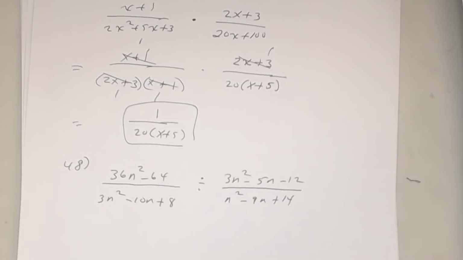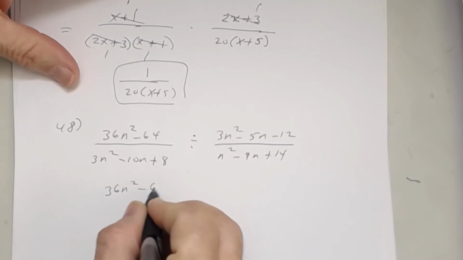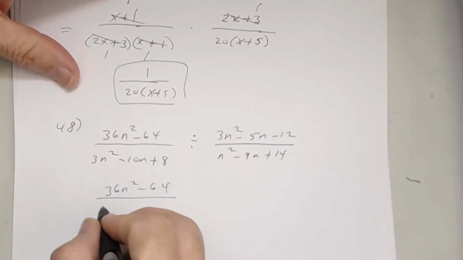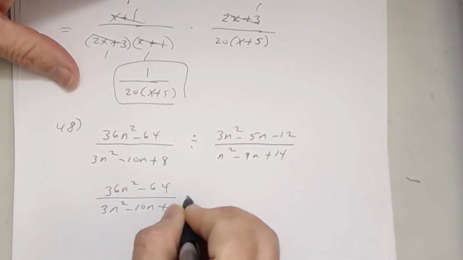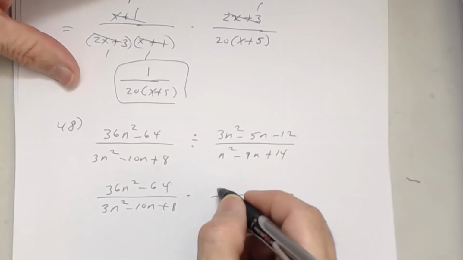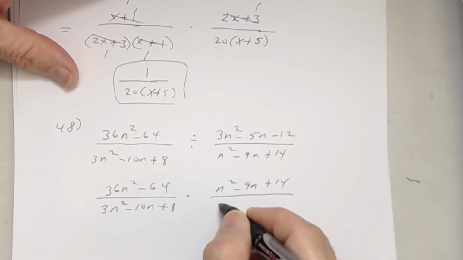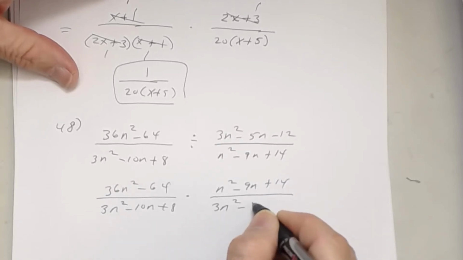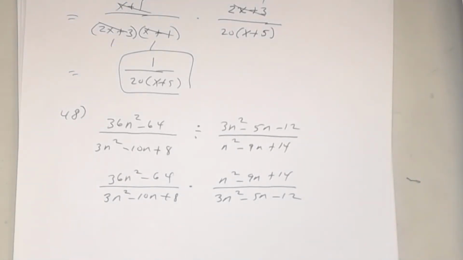Step 1. Change the division problem to a multiplication problem. So I have (36n squared minus 64) divided by (3n squared minus 10n plus 8) times. And then I multiply by the reciprocal. So the reciprocal is going to be (n squared minus 9n plus 14) over (3n squared minus 5n minus 12). Okay, so all I did was change to multiplication. That was it.